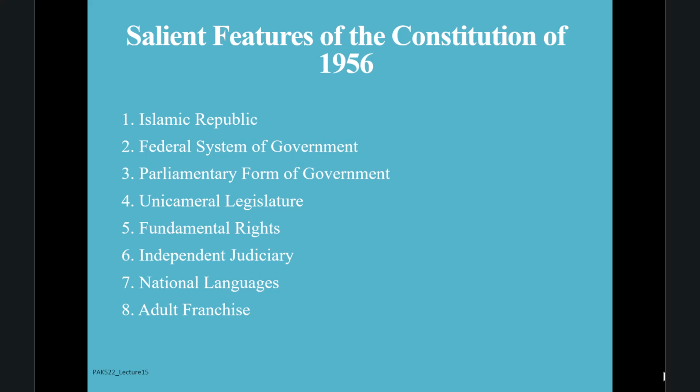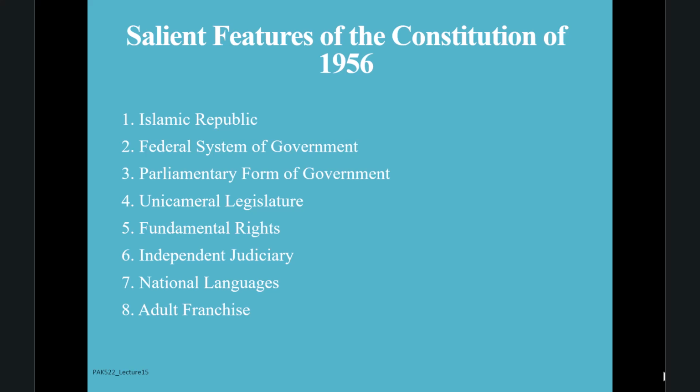The constitution also emphasized that no law would be enacted contrary to the teachings of Islam as laid down in the Quran and Sunnah. It also provided for the establishment of institutions such as the Islamic Advisory Board to guide the government on Islamic matters. Point number 2, Federal System of Government.